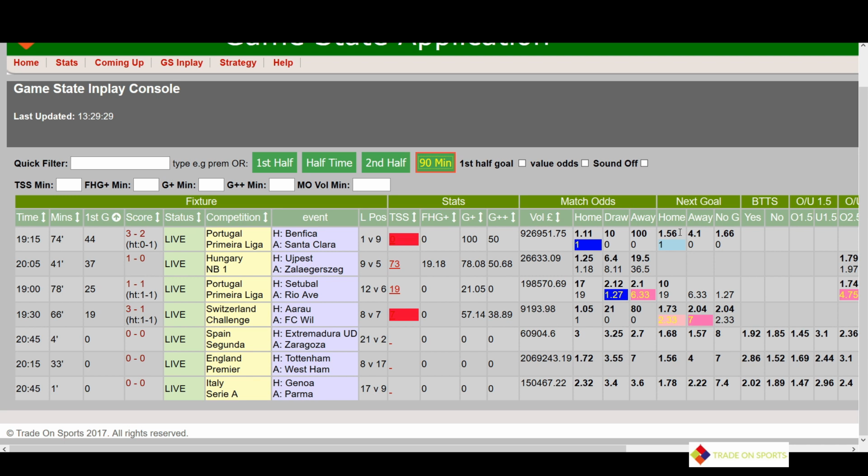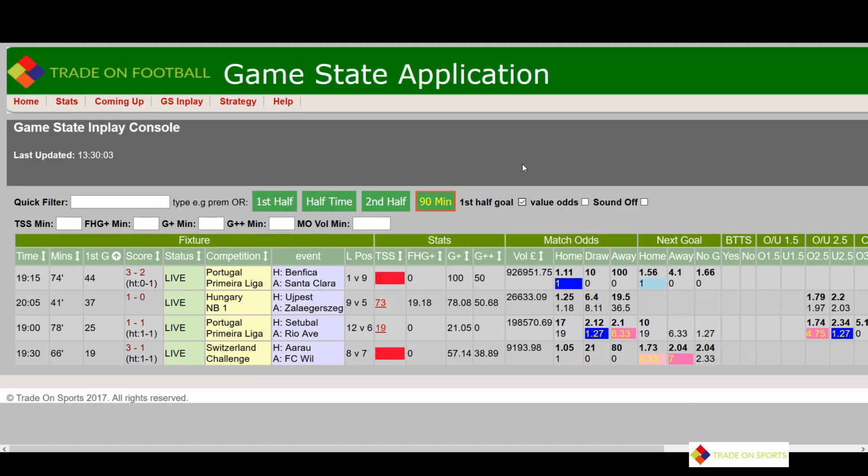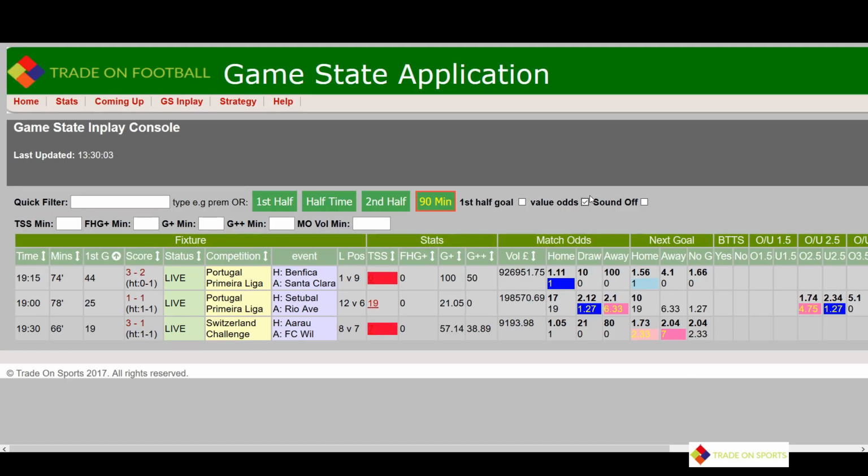So working along from there, we can filter down to see which games have had a first half goal, where we have some value in the odds. So let me explain this. We see some pinks and we see some dark blues and light blues. The way this works is very simple really.